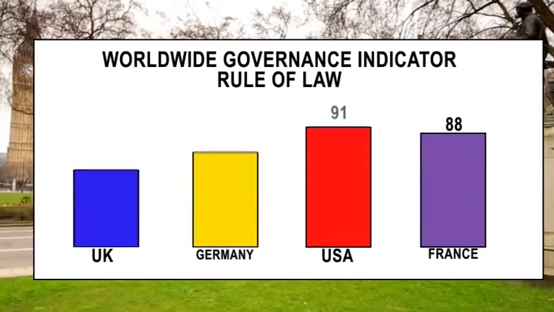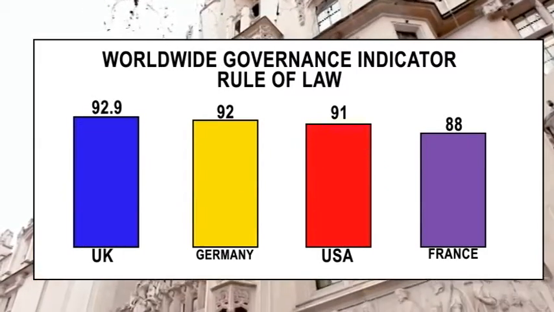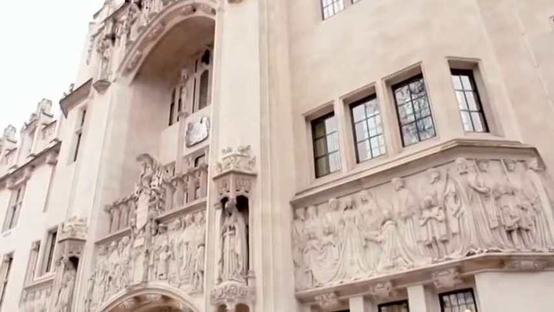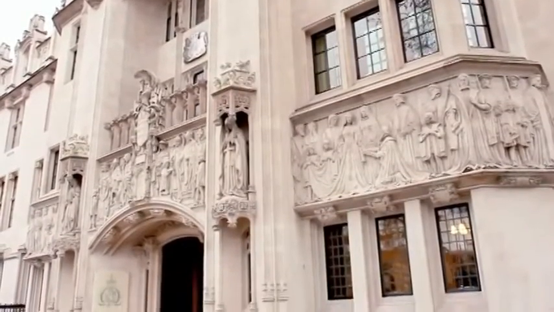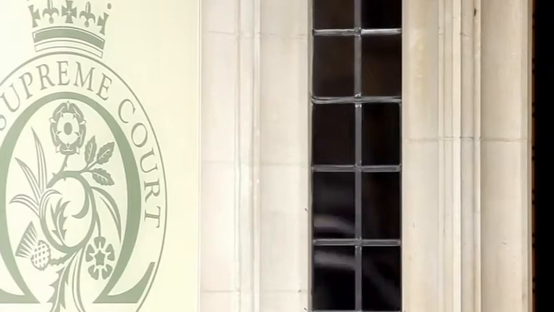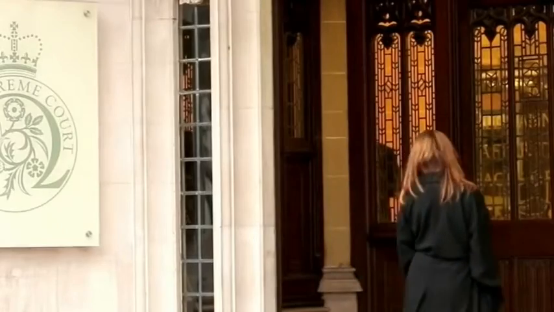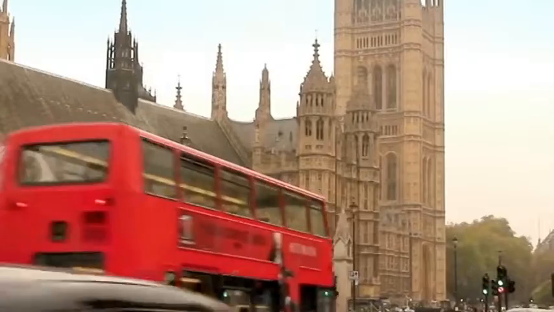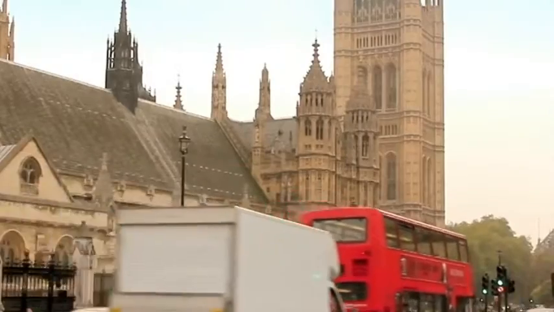According to the Worldwide Governance Indicator for Rule of Law, the UK achieves a high rank of 92.9. For investors, this suggests that the UK has an established and transparent legal system, maintains a clear set of laws that are followed, relies on a largely independent judiciary, and boasts strong protection of intellectual property.